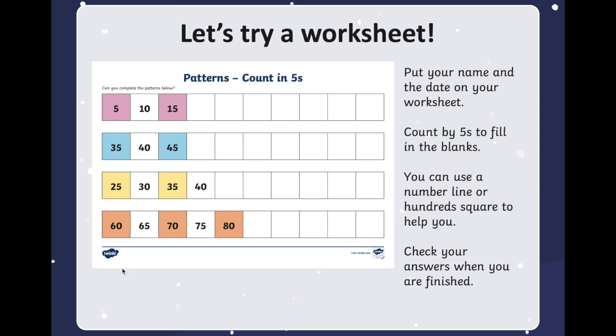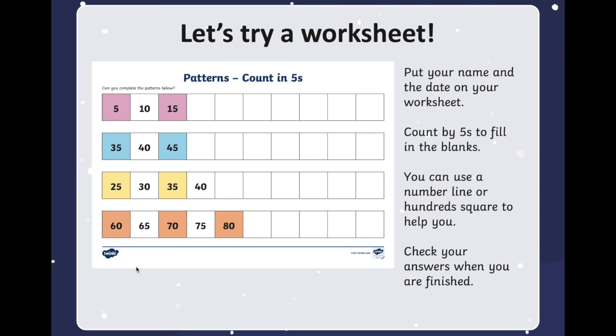We are starting at number 60 and we are still counting by 5s. 60, 65, 70, 75, 80, 85, 90, 95, 100. And 5 more than 100 is, does anybody know? Well done, that's right. The answer is 105.